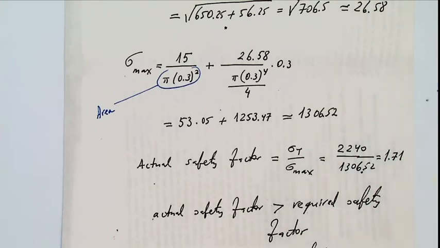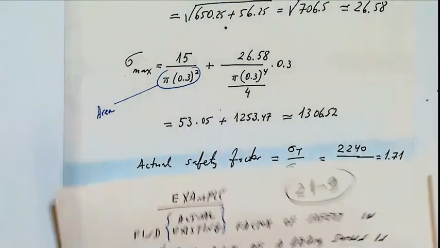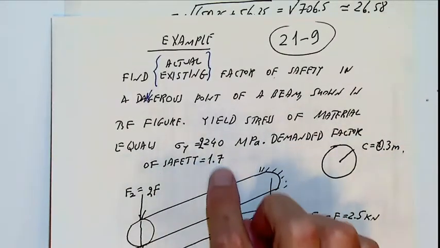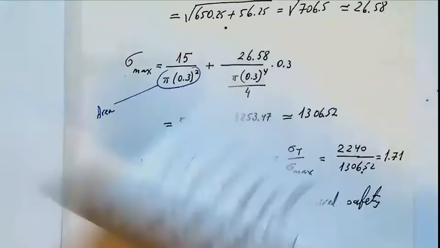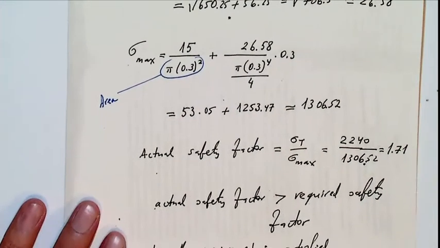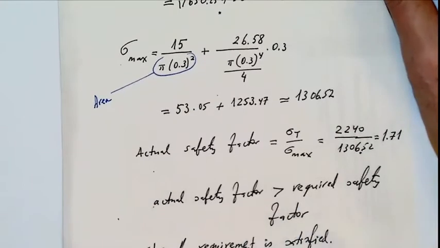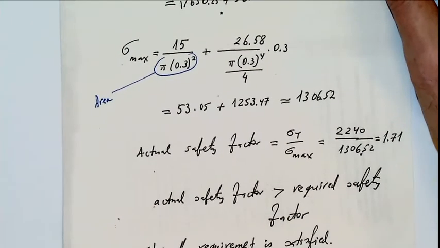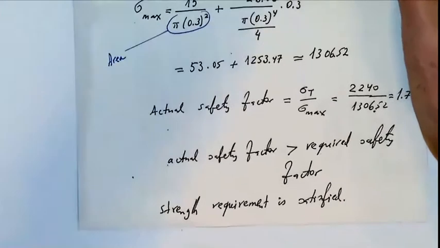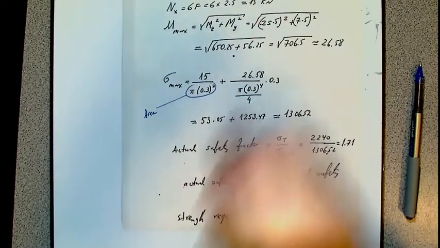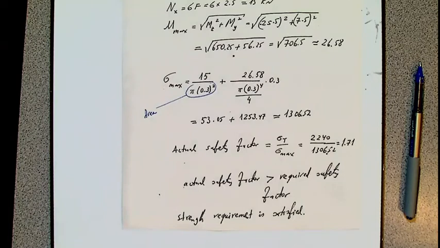Now, if you remember, I said that the required, demanded factor of safety equals 1.7. So the actual safety factor is bigger than the required safety factor. The strength requirement is satisfied. Any questions?